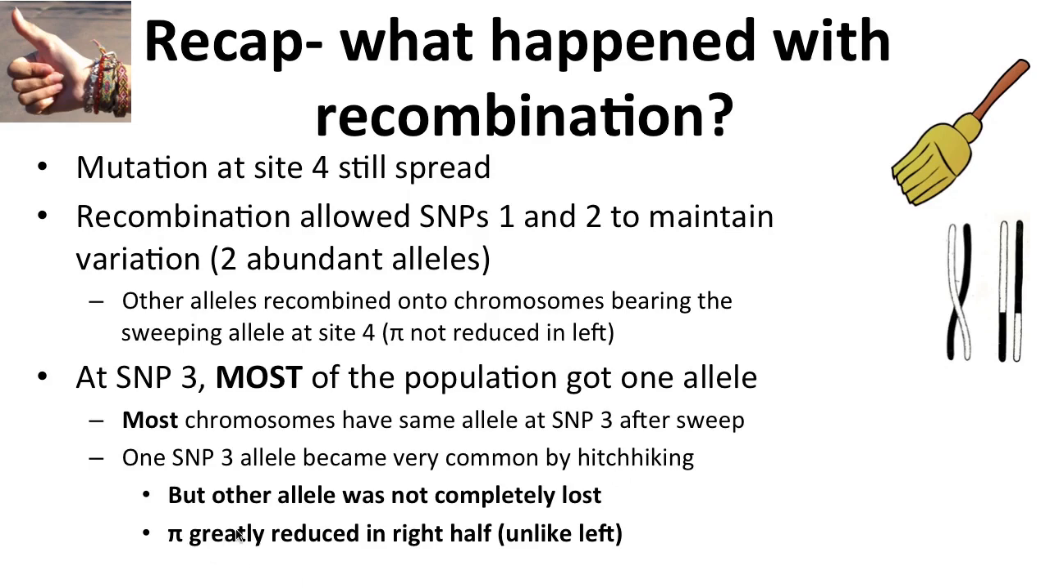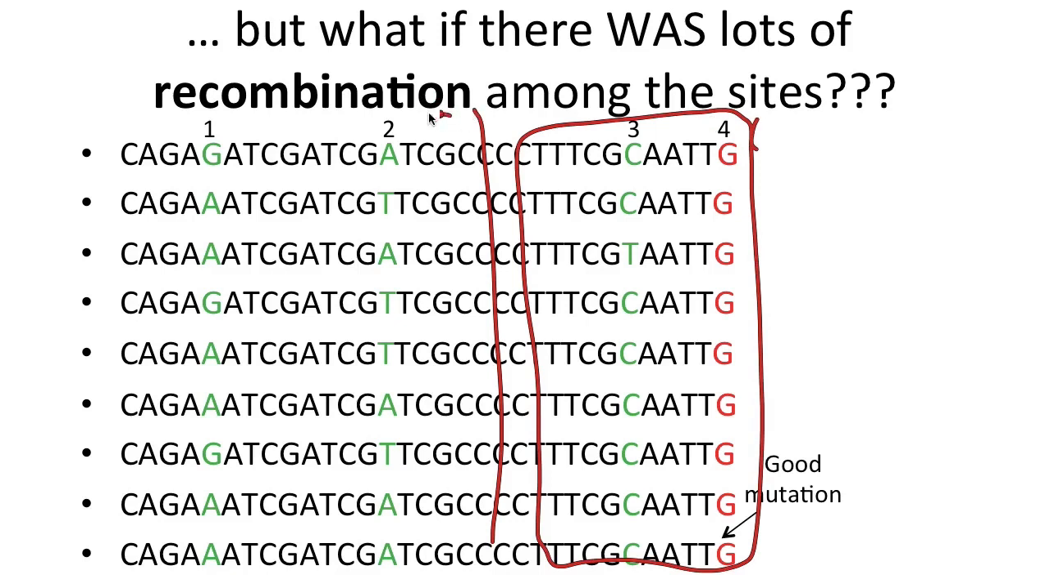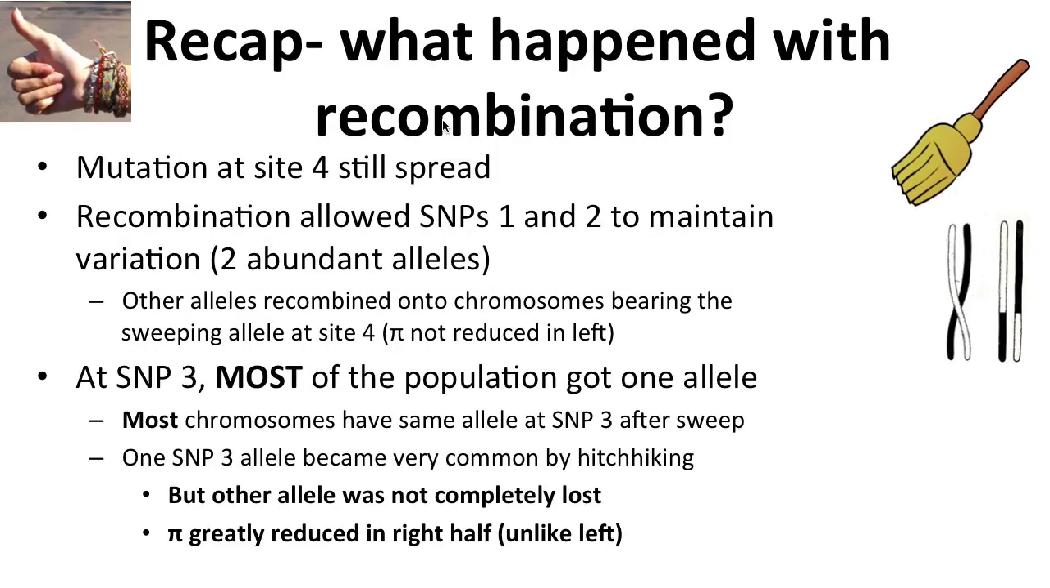Okay? So in this case, let me go back actually a couple of slides. If you go back here, looking at this, if you split this in half, there is a big loss of variation in this side of the picture, right? Whereas there is basically no loss of variation in this half of the picture, okay? So pi is greatly reduced in the right half, unlike the left. And we did actually have a reduction in variation at SNP 3, but we did have hitchhiking still happen as well.